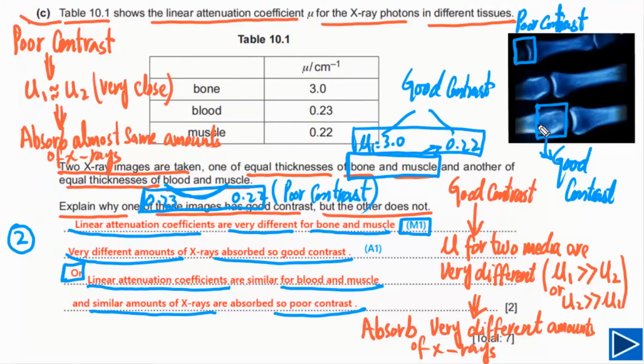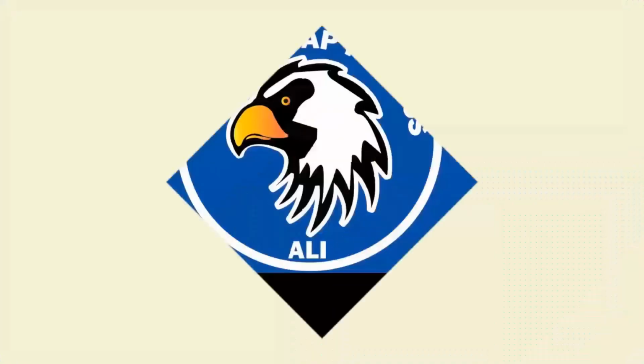In this case, bone absorbs a lot of X-rays. The screen behind, meaning the X-ray film, stays white, but muscle absorbs very little X-rays. So the X-ray film behind muscle is black because a lot of X-rays just pass through muscle directly. Muscle does not absorb a lot of X-rays. So you can see this one is good contrast, and this one is poor contrast.